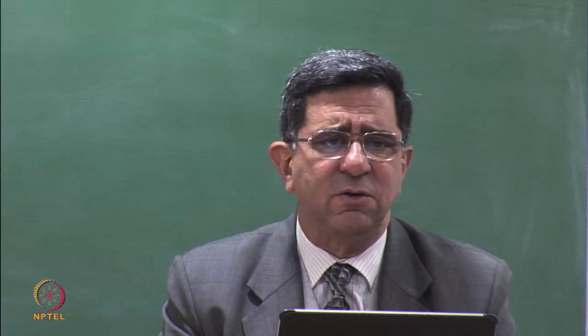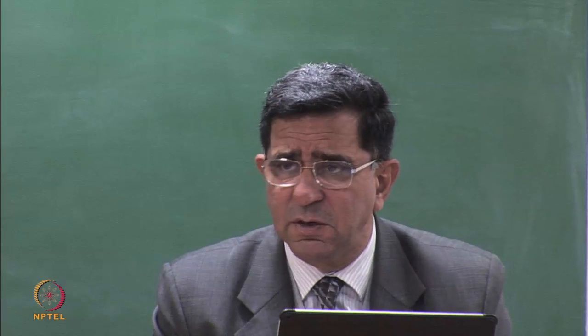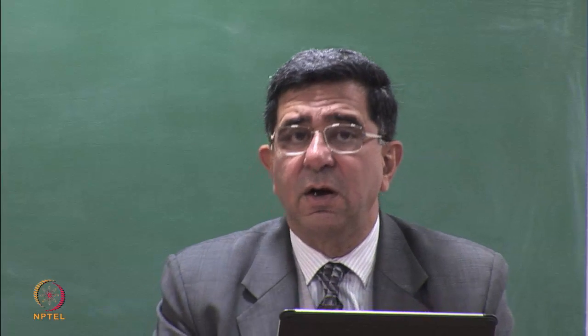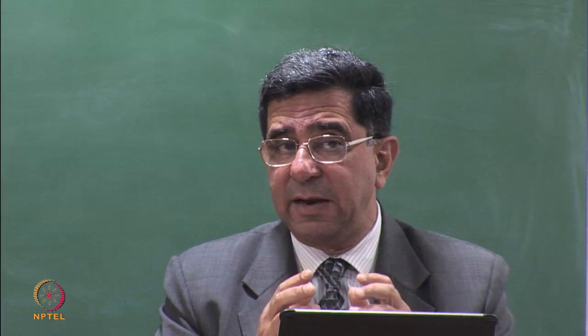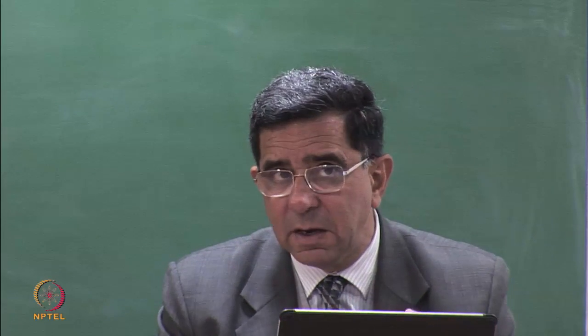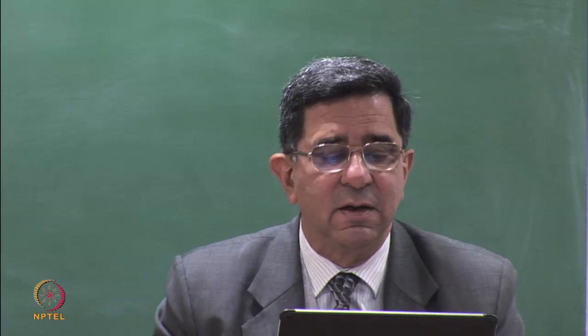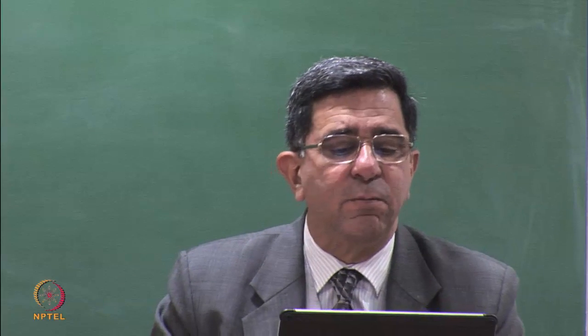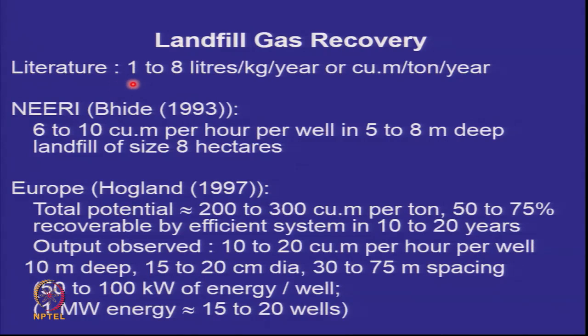The waste which is coming is heterogeneous. It is coming from so many households and so many markets. So it's sometimes difficult to get an accurate estimation. You can get a very variable estimate, but a variable estimate is better than having no estimate. So if you look at literature, the rate of production of gas is typically 1 to 8 cubic meters per ton of waste per year, right? So that is what you will find in literature.